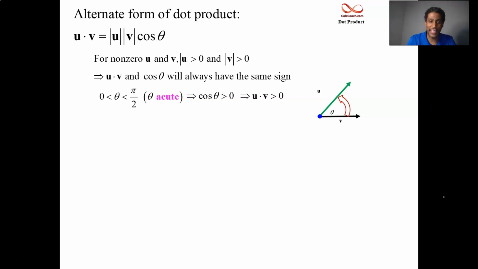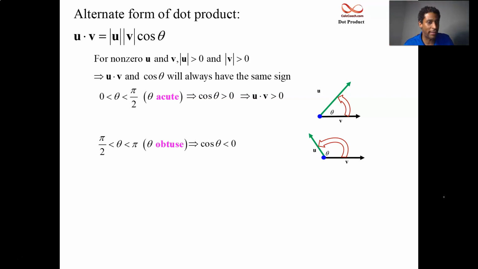If you go past 90 and you're between 90 and 180, or pi over 2 and pi, the angle is called an obtuse angle. We saw the picture on the last slide. For those angles, when you flip to the second quadrant, you'll have a negative cosine. And so the dot product for those types of angles will always be negative.